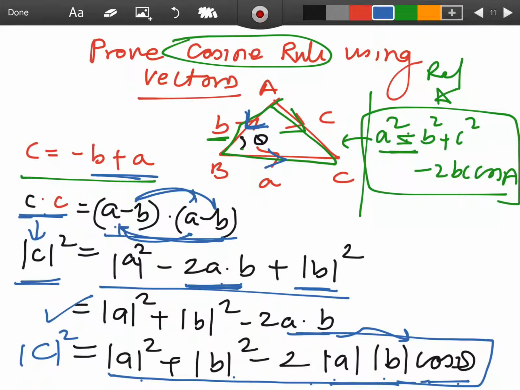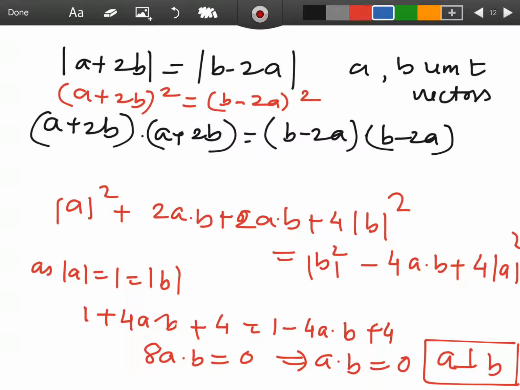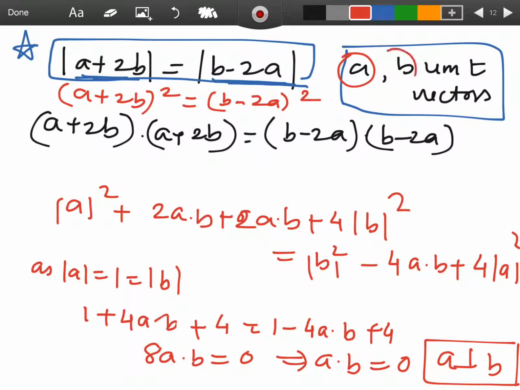Alright, giving you another example of the same property, A dot A being magnitude of A squared. There was another examination question, so this is another past paper question I've taken. So it's magnitude of A plus 2B is equal to magnitude of B minus 2A. What can you say about A and B given that A and B are unit vectors? So first of all, if you have a unit vector, it clearly means that magnitude is going to be 1.